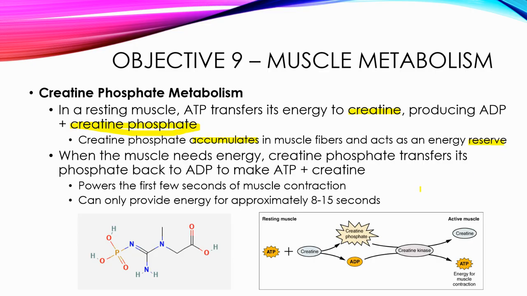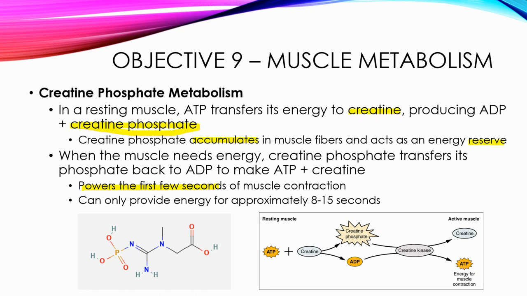Now, the only problem is they can only reserve so much, okay? When the muscle does need that energy, it's going to take that phosphate off, and turn ADP into ATP, but then it's going to be left with the creatine that we started with. This can actually only power about the first few seconds of muscle contraction, up to about 15 seconds worth of muscle contraction. So it is a great first line of ATP.